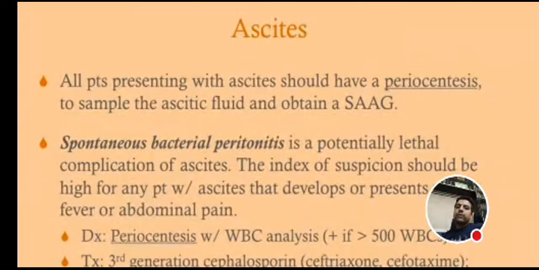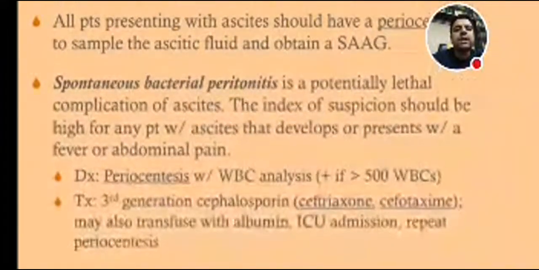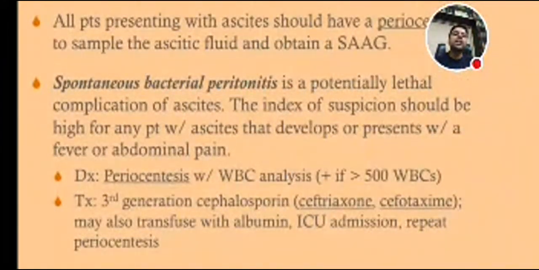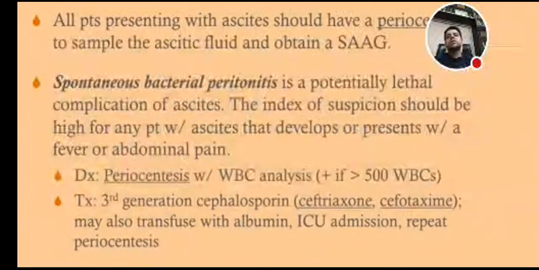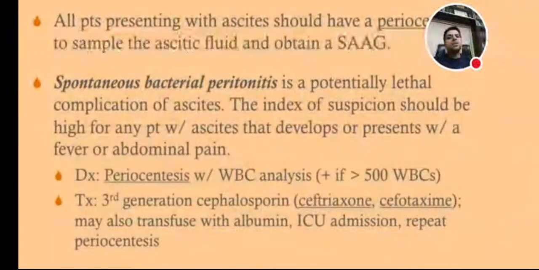gradient. As you know very well, I explained the role of the serum ascites albumin gradient. We have to tell whether this is an exudative cause of ascites or a transudative cause of ascites. And I already explained that if there is spontaneous bacterial peritonitis, you should be very careful because this is a life threatening or death causing situation. So what happens in this? This is a lethal complication of ascites.